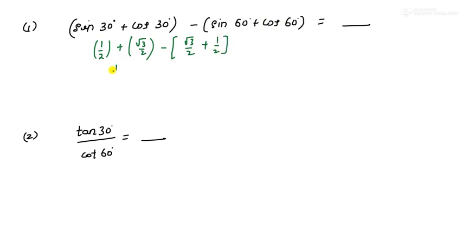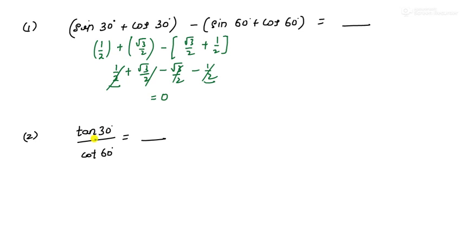Now on removing the brackets, we will get minus root 3 by 2, and minus into plus gives minus 1 by 2. So if you see, half minus half is what? 0. They will get cancelled. Root 3 by 2 minus root 3 by 2 will be 0. So the answer is 0.